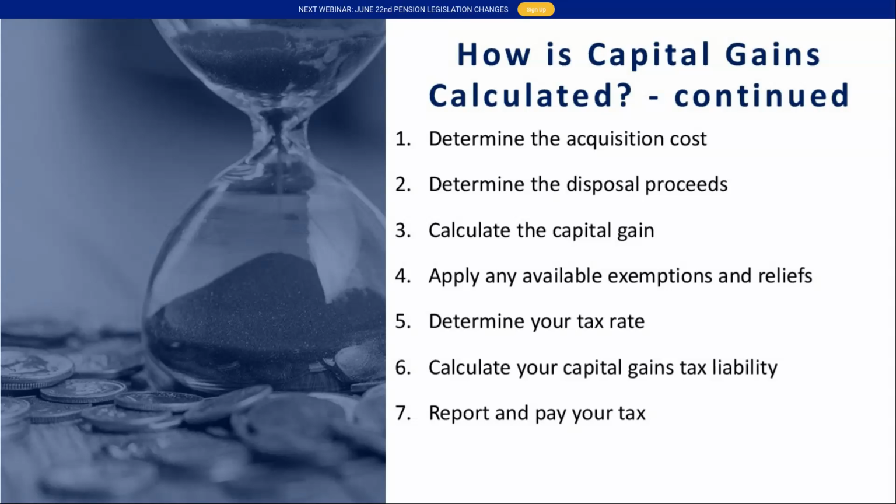Step number 3, now we need to calculate the capital gain. Quite simply, in this example, it's obviously not a very difficult example, but you just subtract the acquisition cost from the disposal proceeds to calculate your capital gain. In this example, that would amount to £100,000.